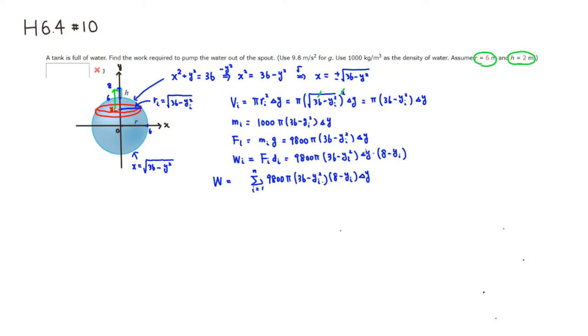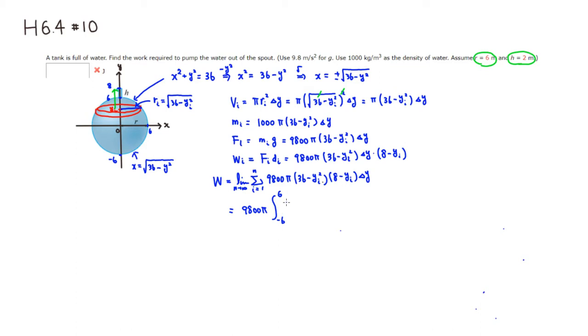Right? Then to make it more accurate, I'm going to take the limit. So once you can do that, you can just turn this into an integral. I'm going to put the 9,800 pi outside since it's just a number. And the integral is going to go from the very bottom, which is -6, to the top, which is +6.